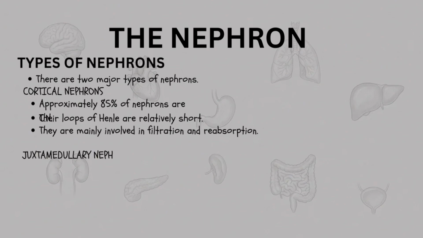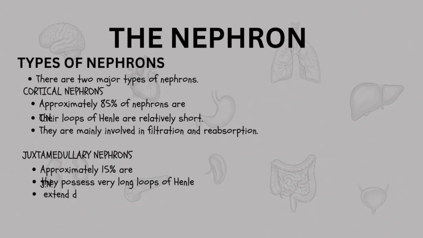Juxtamedullary nephrons. Approximately 15% are juxtamedullary nephrons. As you can see in the illustration, they possess very long loops of Henle that extend deep into the renal medulla. These nephrons are primarily responsible for producing concentrated urine. Without them, humans would lose enormous amounts of water every day.